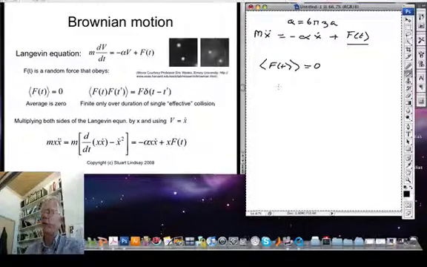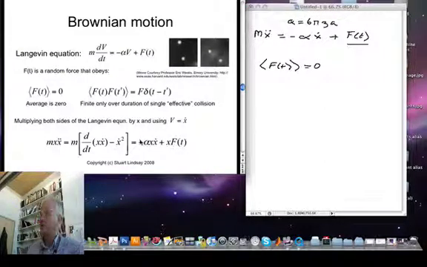A second condition that we impose is that this force acts only as an impulsive force to push the particle, and so the correlation of this force over time, thermally averaged, that is the product of the force times the force at some time t prime, is just a delta function in t minus t prime. So the force is finite only over a period of an effective collision.